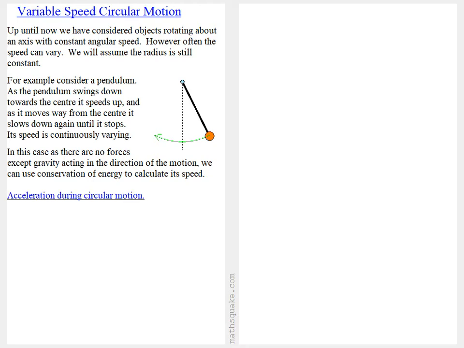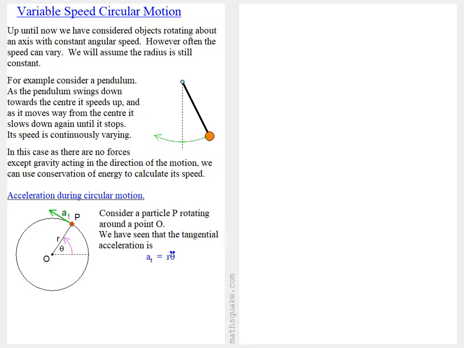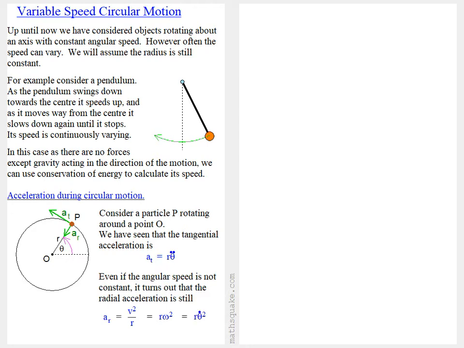Let's see what happens to the acceleration of a particle during circular motion. Consider a particle P rotating about a point O. We've seen that the tangential acceleration, a_T, is r theta double dot. Also, even if the angular speed is not constant, it turns out the radial acceleration is still v squared over r, which we can write as r omega squared or r theta dot squared.